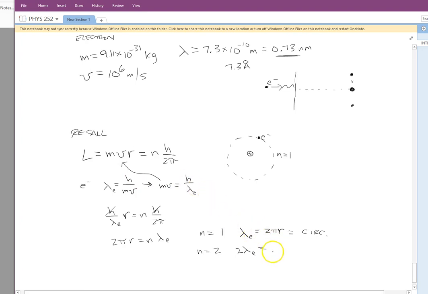Okay. Look, you get 2 times the wavelength is 2 pi r, which again is the circumference. So what he said is, oh look, in the first excited state, the wavelength of the electron is exactly half of the circumference. So 2 wavelengths of the electron fit perfectly in the new circumference. If you look at n equal 3, 3 wavelengths fit perfectly in the circumference of the second excited state.